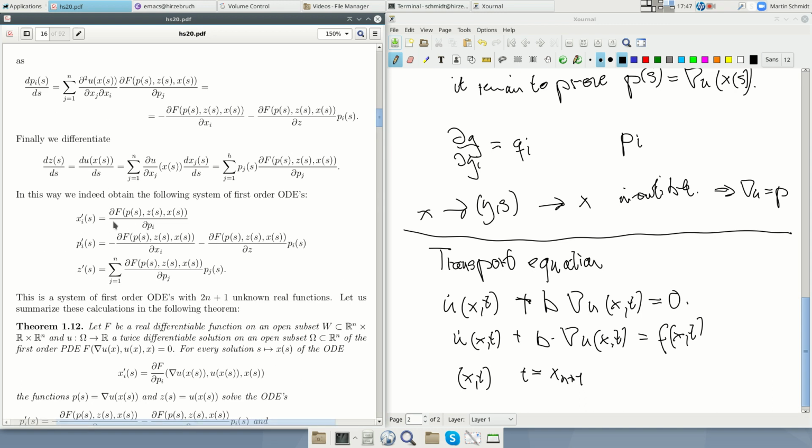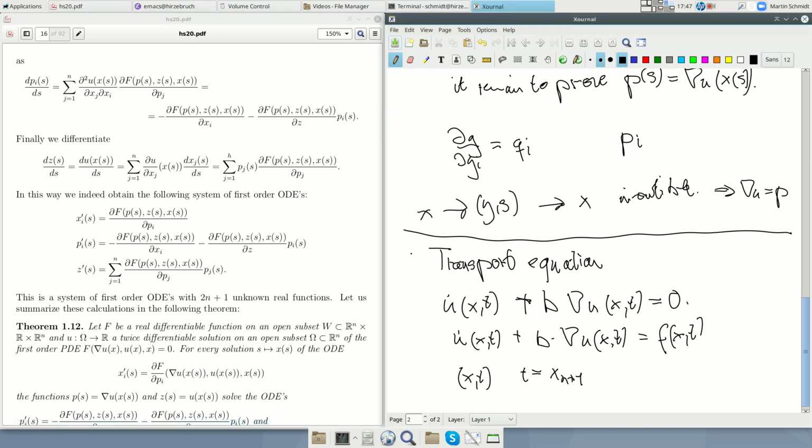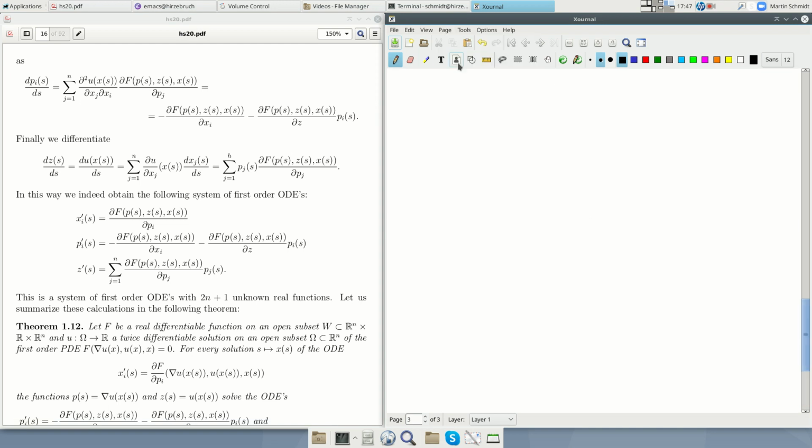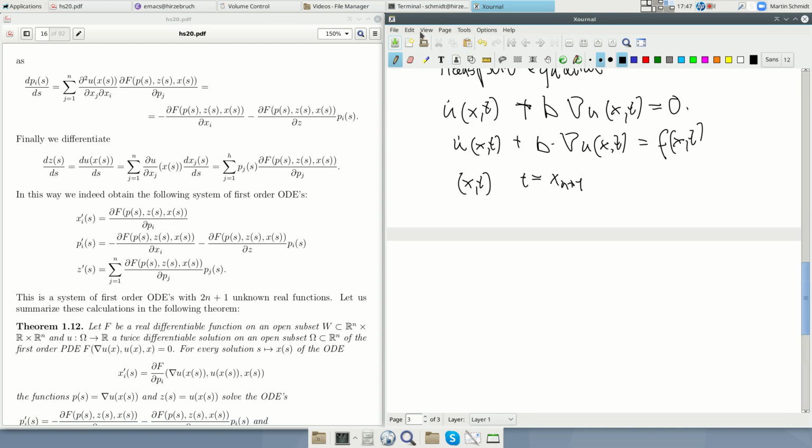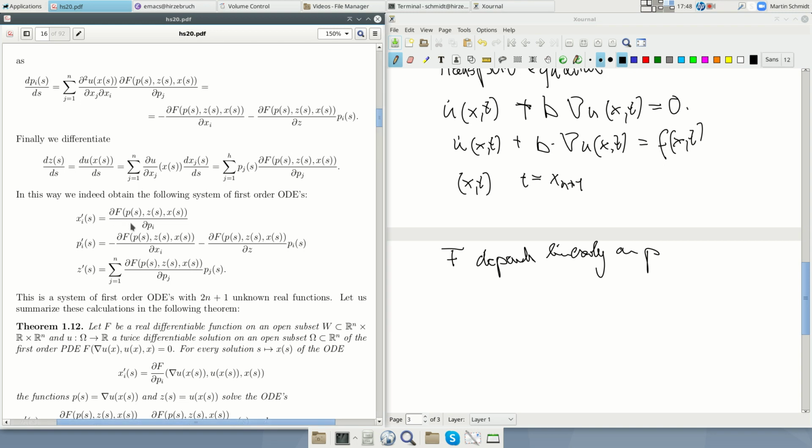Yeah, here is the ODE system. So the essential point is that f depends linearly on p. Also, first order only. We only have first order terms. And in this situation, the derivative doesn't depend on p.